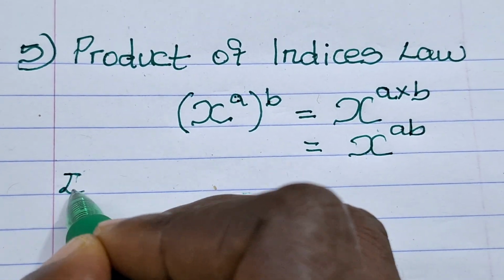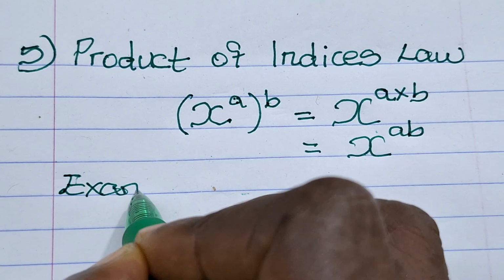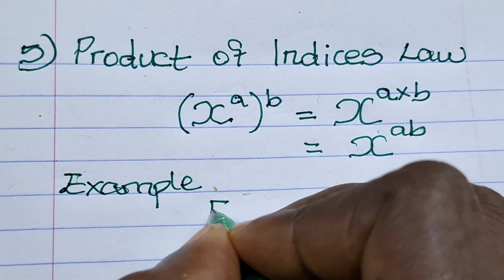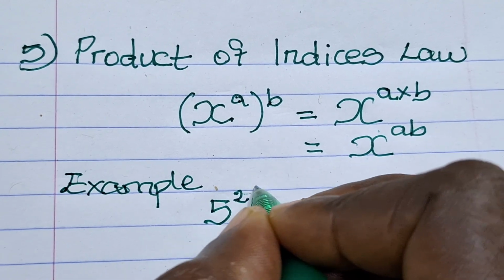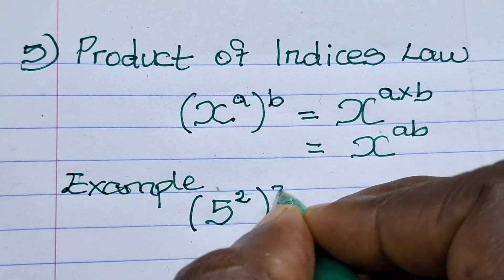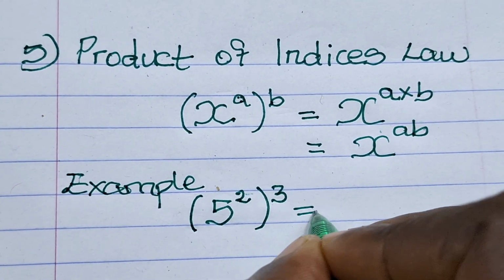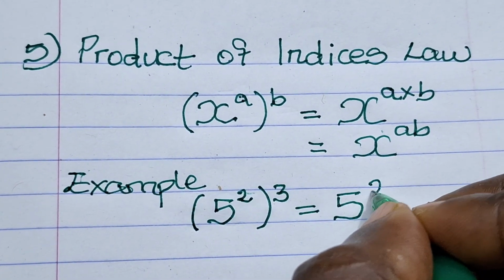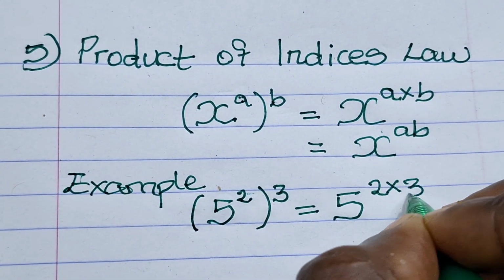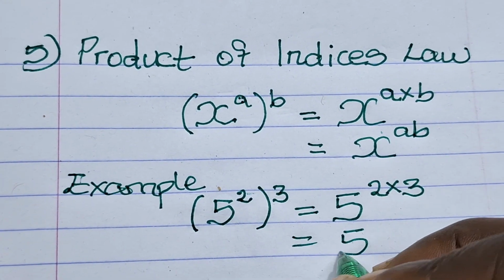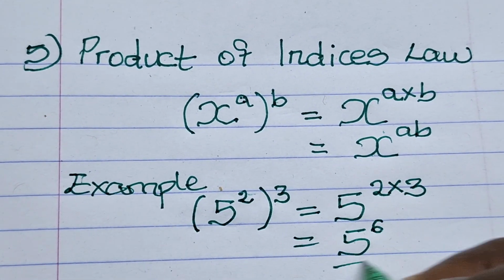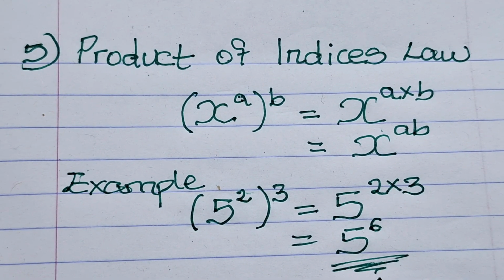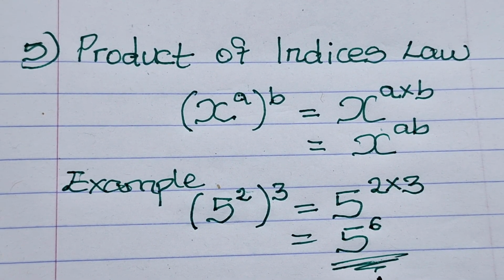Let's take an example. In this case, this example says 5 raised to the power of 2 in brackets to the power of 3. This is the same as 5 raised to the power of 2 times 3, which is 5 raised to the power of 6. And you are done. So we call this product of indices law.